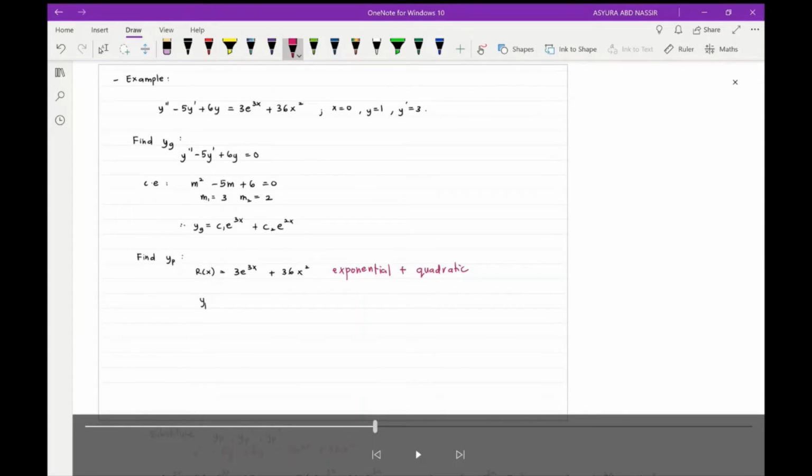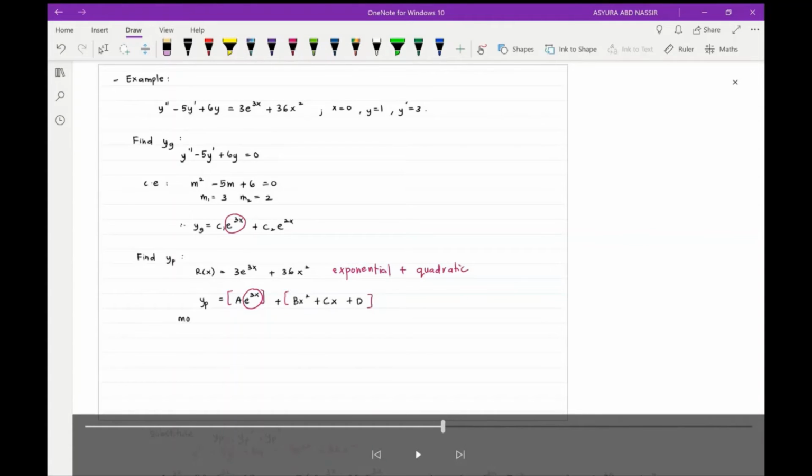Okay, so next your yp will be the general form of your exponential function and the quadratic function. So your yp will be ae^(3x) plus bx squared plus cx plus d. Alright, so you have two: the first one is this one, the second one is this one. But the problem now is you have the same terms in your yp and yg.